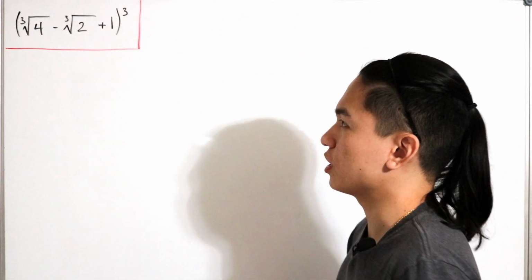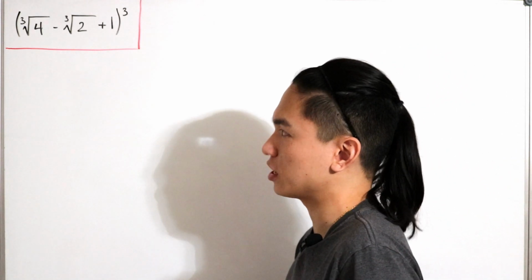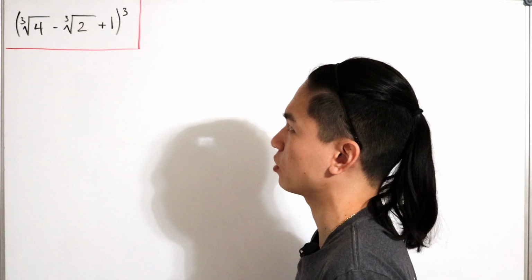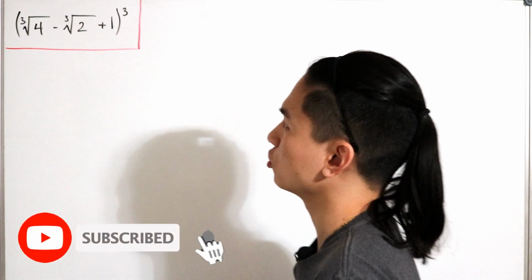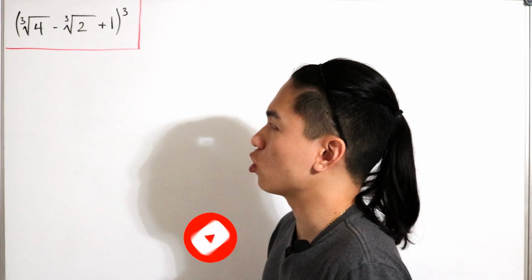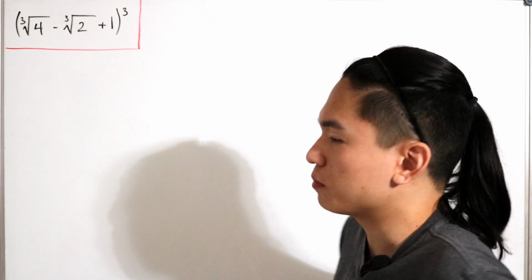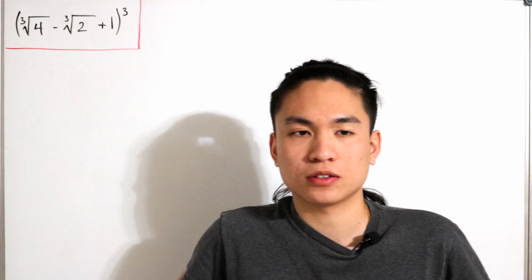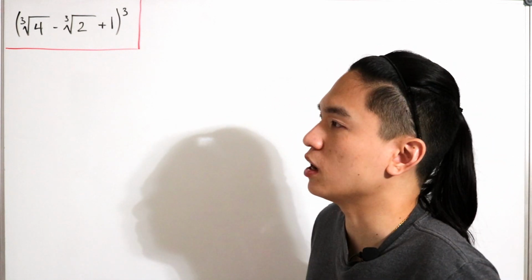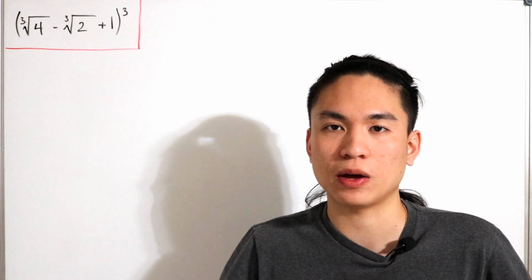Today's video is just a simple algebraic expression, and we want to compute the value or simplify the following expression. So we have the cube root of 4 subtract the cube root of 2 plus 1, quantity cubed. A lot of people will not think to use this method, but substitution is basically the trick on how to simplify this a little bit better.